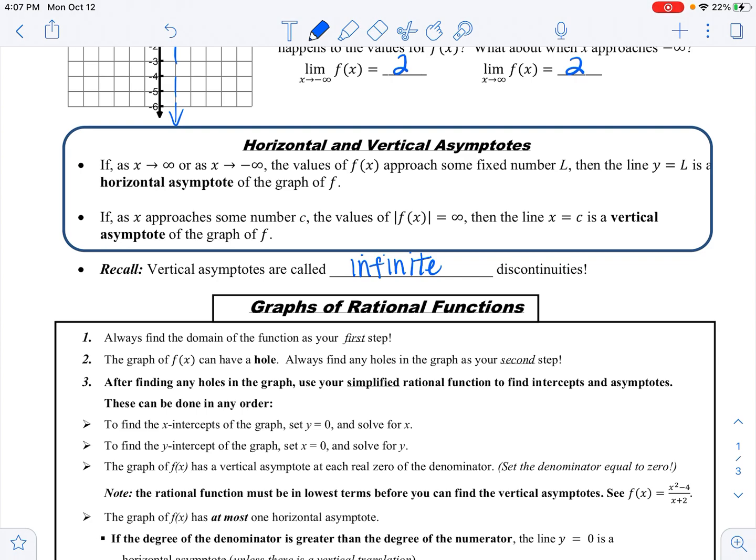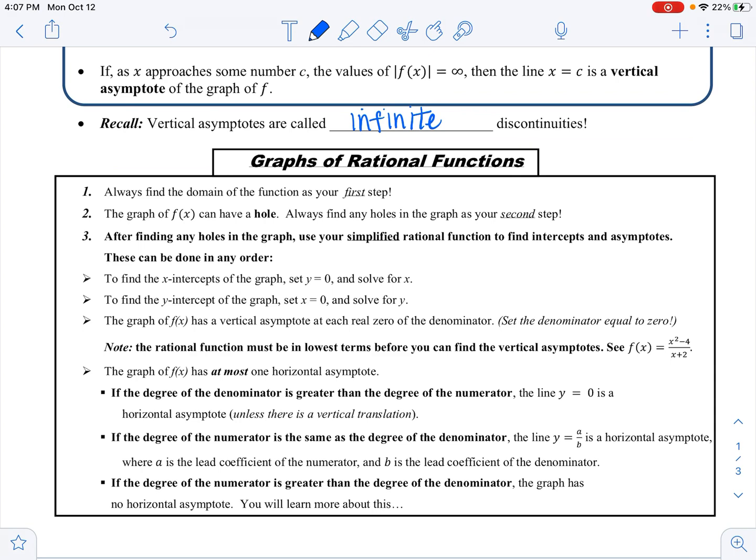It says, one, always find the domain of a function as your first step. So when we're graphing rational functions, the first thing you always have to do is find the domain. The next thing you're going to do is look to see if the function has a hole. Finding that hole is always a second step.